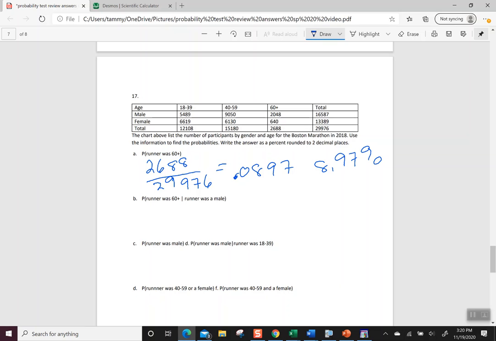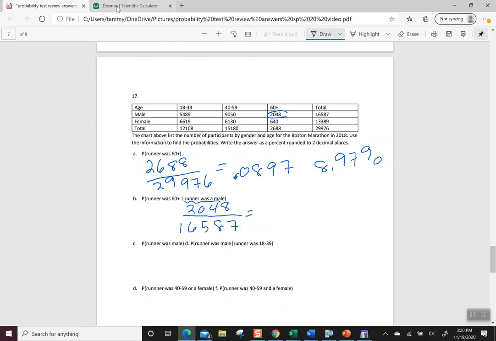Part B says the runner was 60 plus given the runner was a male. Anytime it's given, this given part, runner was a male, that becomes the denominator. So this time the denominator is 16587. And then in the top, we do that intersection of men that were 60 plus. So this is 2,048. So really important that you understand this. This is called conditional, right? So whatever's given goes in the bottom and then the intersection goes on top.